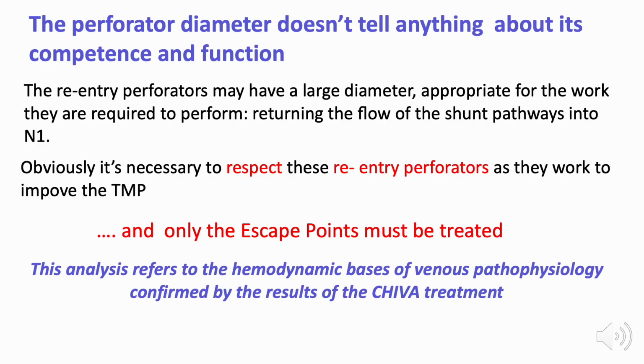The diameter is the expression of the work of the perforator, as for all venous collectors, but doesn't tell anything about the direction of the flow, and so about the competence or not of the perforator. The so-called re-entry perforators are often dilated by the excess pressure and flow rate of the N2 and 3 overloaded by one or more escape points. We must respect re-entry perforators as they work to reduce the transmural pressure. They are defensive perforators.